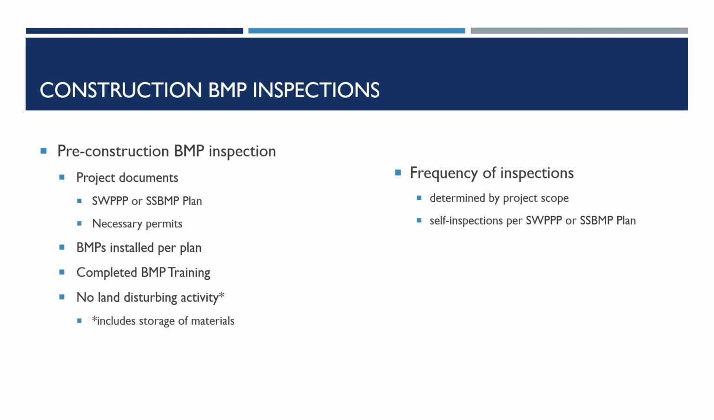Inspectors will review project documents to verify that the SWIP or SSBMP plan is available on-site, necessary permits are available, and the BMPs are installed according to the approved plans. Inspectors will verify that applicable personnel have taken the BMP training. No land disturbing activities other than those needed for BMP installation may begin until after the pre-construction BMP inspection has been completed and all action items and deficiencies have been closed. Remember, land disturbing activities include construction support activities such as storage of materials.